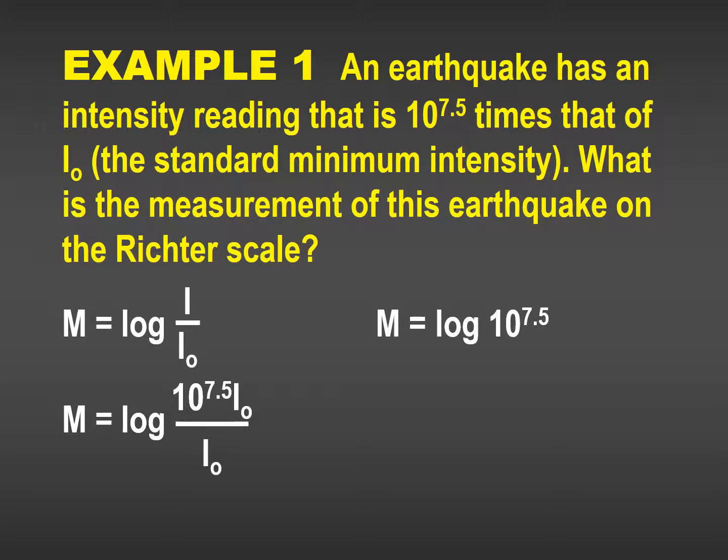So the I naughts cancel. Now we have log of 10 to the 7.5. Using the power rule, that's 7.5 times log 10. And remember, log 10 is 1. So 7.5 times 1 is 7.5.